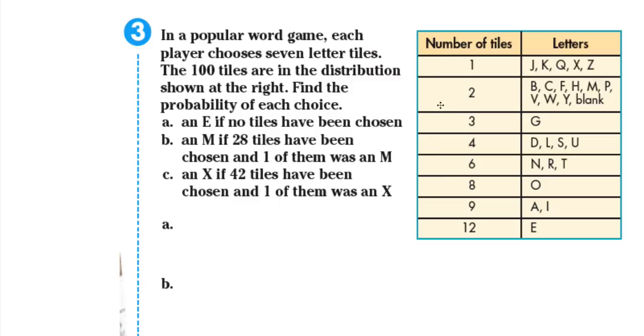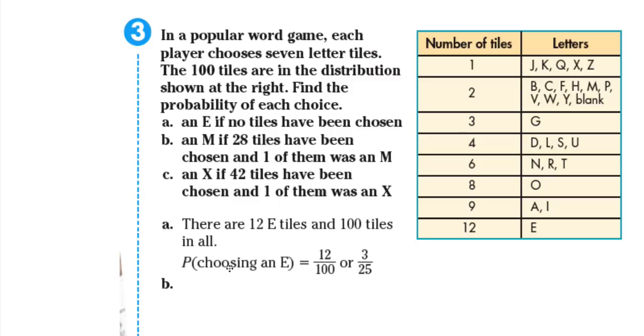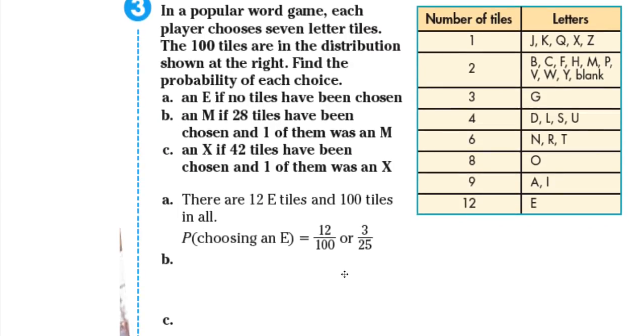So using that table, find the probability of each choice. Letter A, an E if no tiles have been chosen. Letter B, an M if 28 tiles have been chosen and one of them was already an M. And C, an X if 42 tiles have been chosen and one of them was already an X. Okay, so let's do number 1. An E if no tiles have been chosen. If no tiles have been chosen, there are 12 E's out of 100. So this is easy enough. 12 tiles out of 100, or 3 over 25.